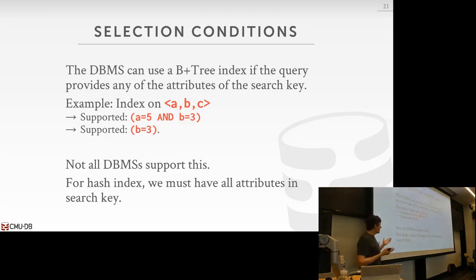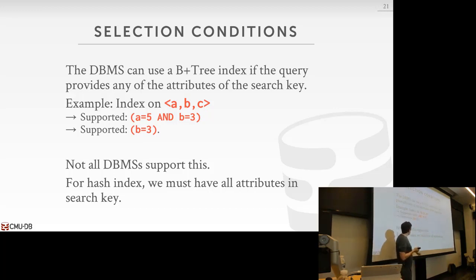Let's say a real simple example: I have an index on attributes A, B, C. I can do lookups where A equals 5 and B equals 3, where I don't have the C, and I can still find the things that I'm looking for. You can't do that in a hash index, because think what would happen. I would take this 5 and 3, try to hash them together without the C, and that's going to jump to some random location that's not what I'm looking for.